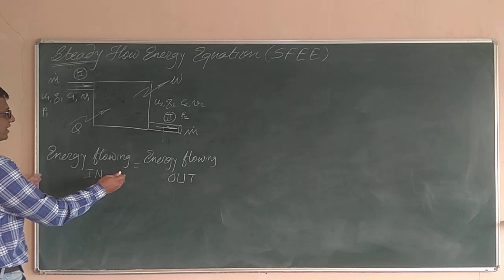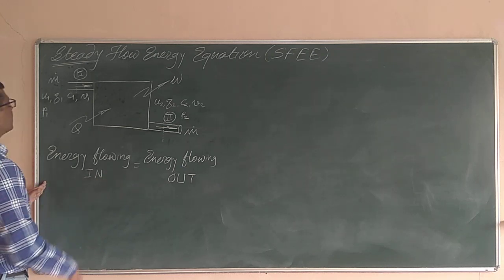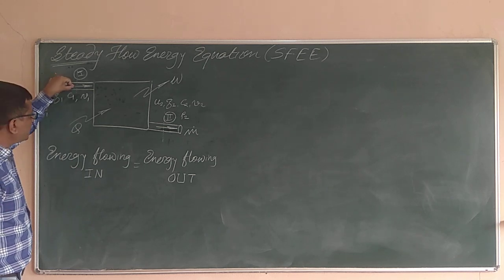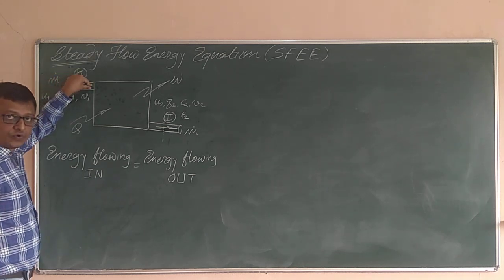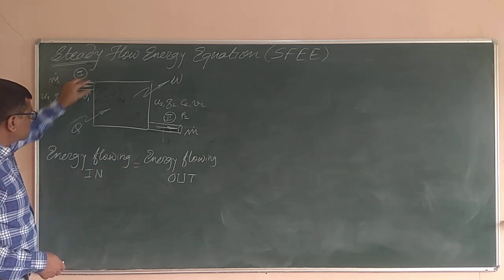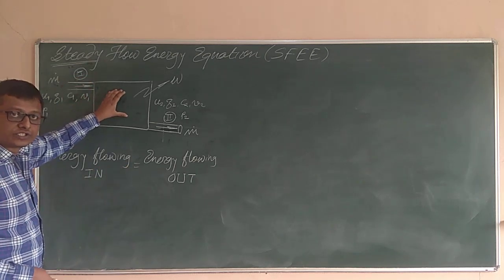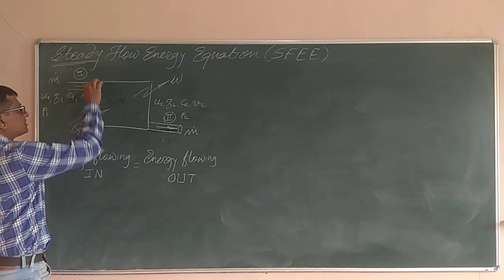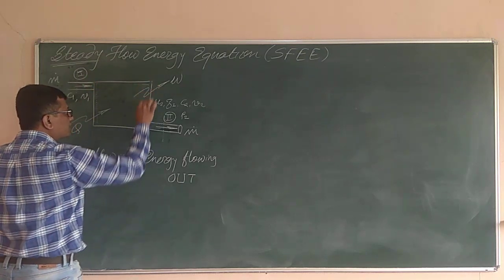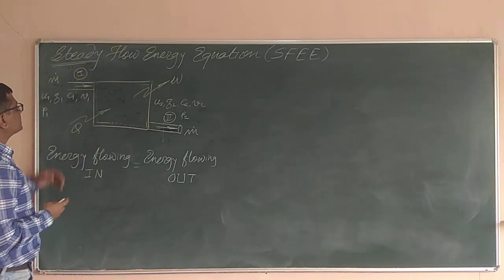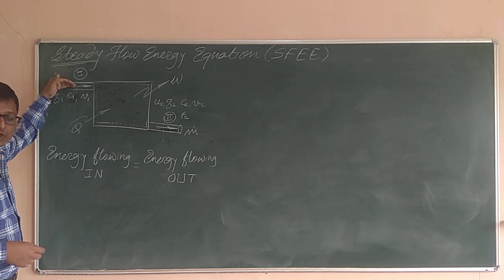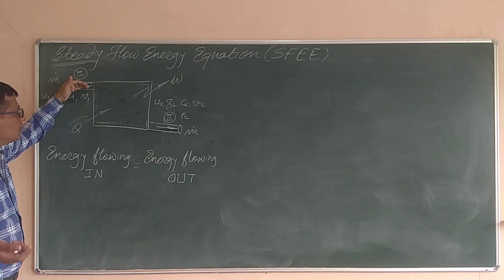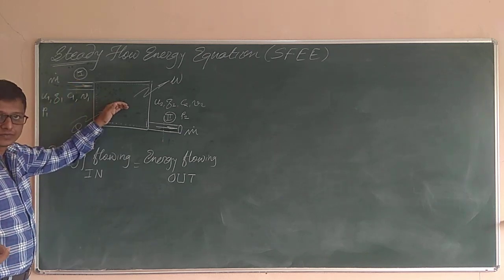So what is the energy coming in? Energy coming in is nothing but the energy possessed by the fluid which is coming in, plus the flow energy, or the flow work that we have just seen, plus the heat which is added into the system. That will be the energy coming into the control volume. If I consider this as the control volume, then what are the energies which are coming in? The energy possessed by the working fluid which is coming in, plus the flow work possessed by the working fluid, plus the heat which is going into the system.